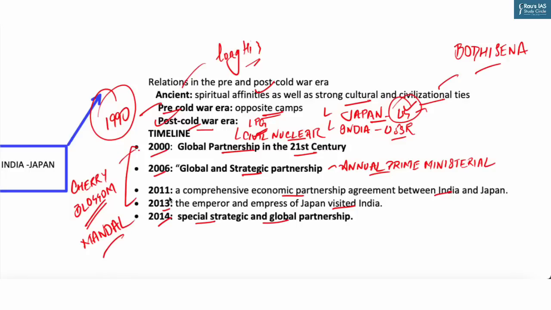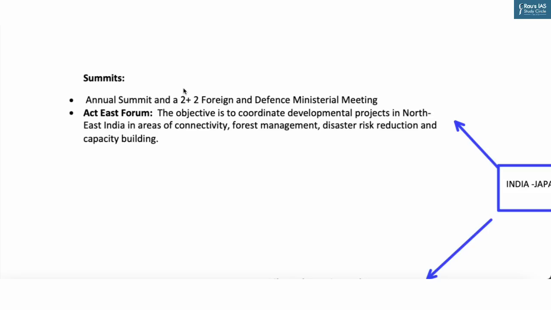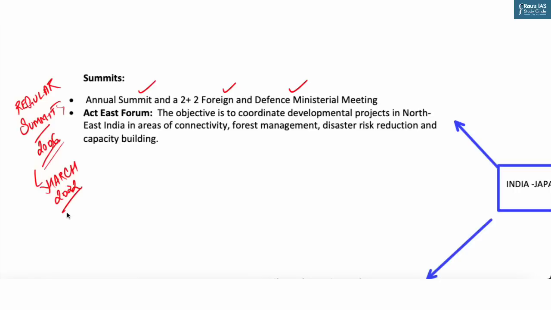Now, let's ponder the current state of India's relations with Japan. Japan is a very close partner with which we have an annual summit and a 2+2 foreign and defense ministerial meeting. Regular annual summits have been held between India and Japan since 2006. The last annual summit was held in March 2022 in New Delhi.